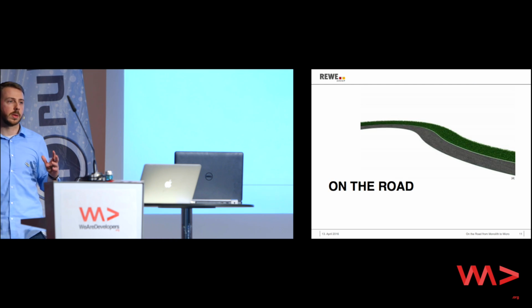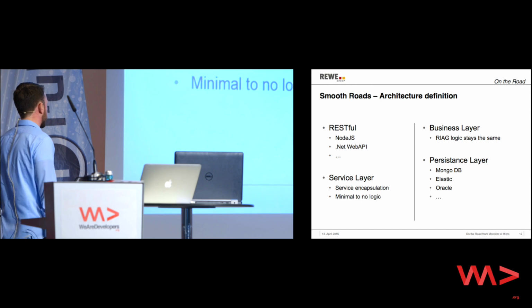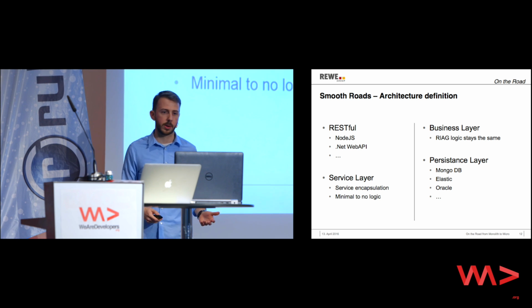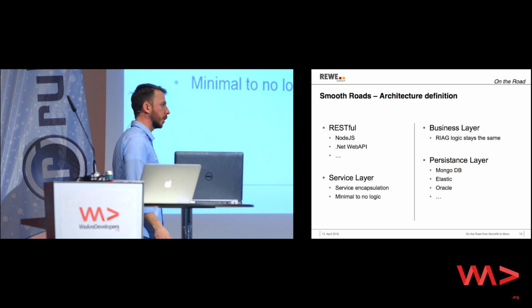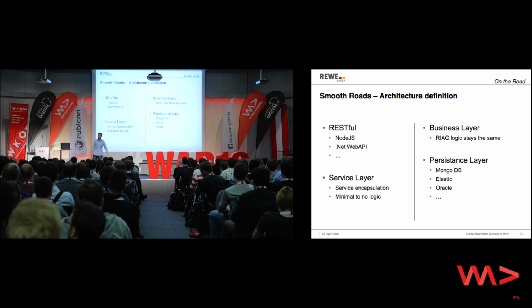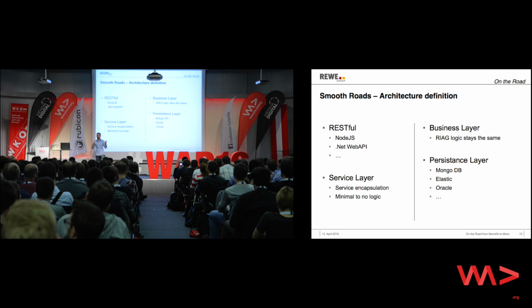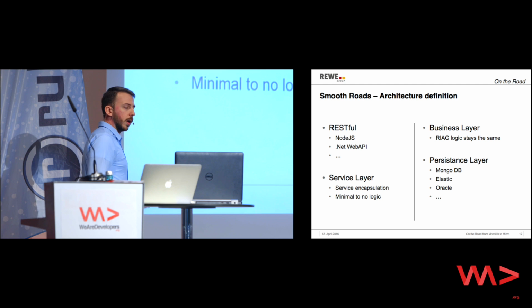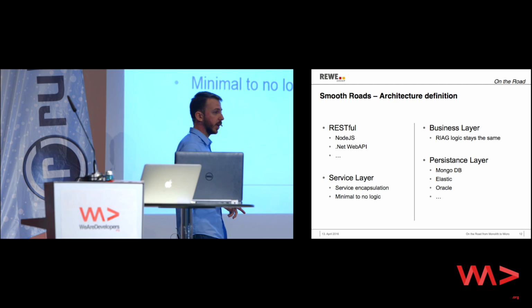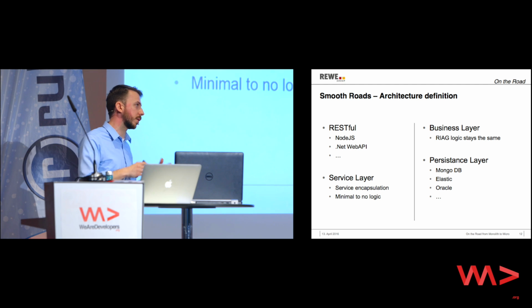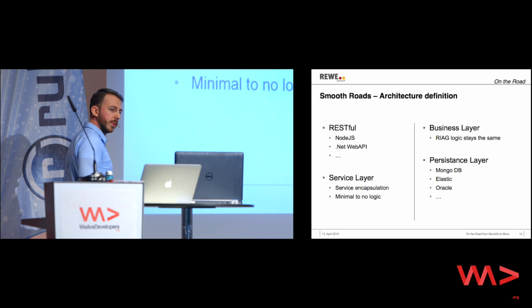So we started our journey, and the first thing was that we needed to define our architecture, which was easy, and we got on smooth roads. We knew we needed RESTful APIs, and it doesn't matter if it's Node.js, .NET Web API, Java or something like that. REST is the way of communicating in this world now. Underneath that, we will need a service layer that will just be there for communicating. It has no logic besides maybe transforming into JSON. Nothing else.